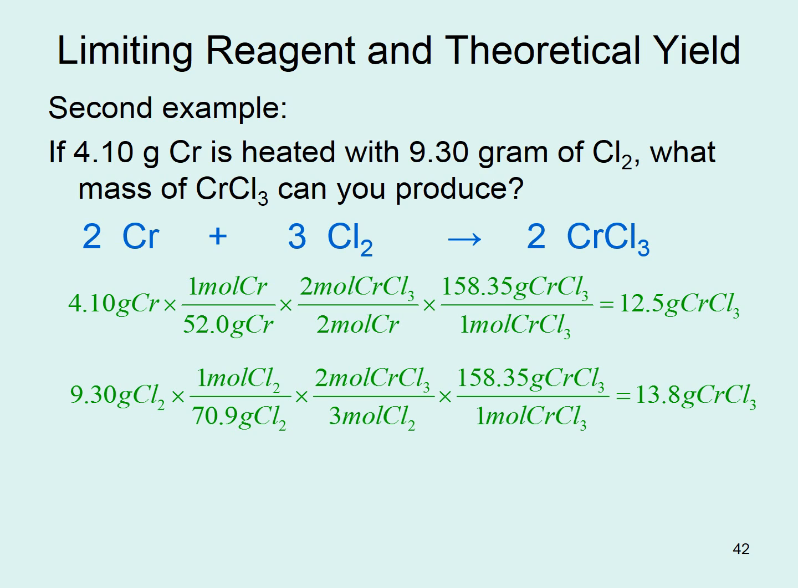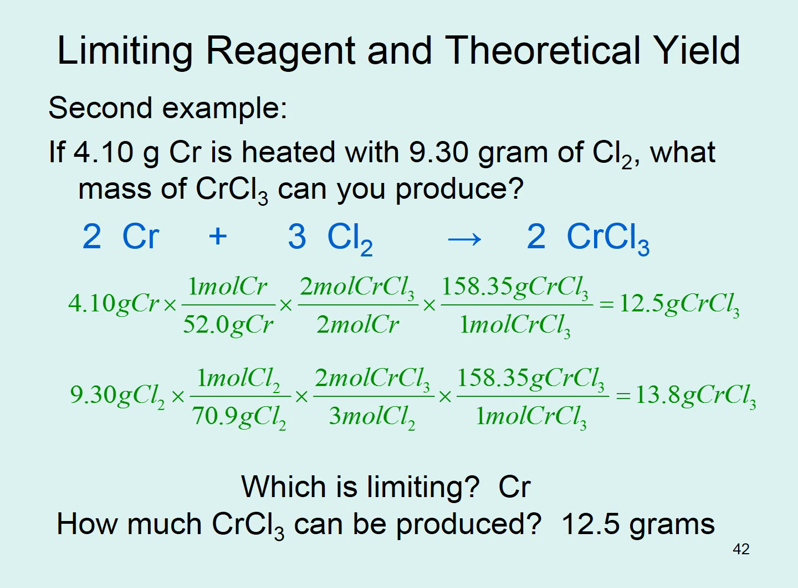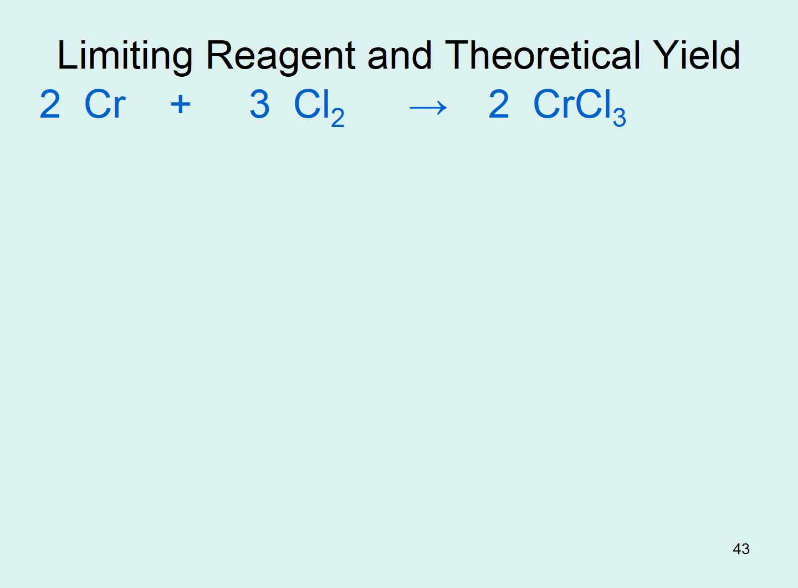So again, what's our limiting reagent? The chromium is. What's our theoretical yield? 12.5 grams of chromium chloride. That's the most that we can produce. And what will we have left over? We'll have chlorine left over. Now, let's take this one step further. How many grams of Cl2 will be left over?